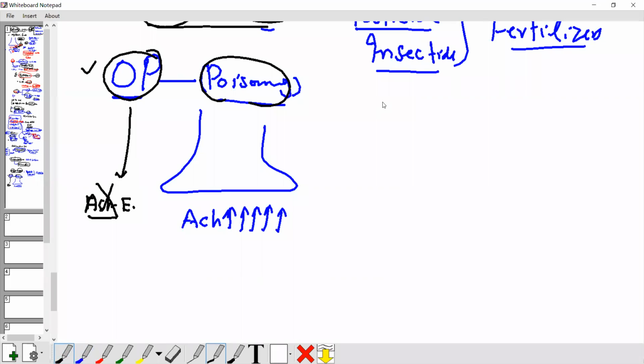What happens with the heart? Do you know the heart receptor? M2. Acetylcholine increases, so what happens to heart rate? It goes down. The receptor on the vessel is not present directly, so acetylcholine causes vasodilation indirectly, decreasing blood pressure. Clear? That is the effect on the heart.